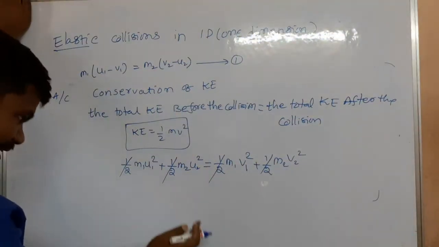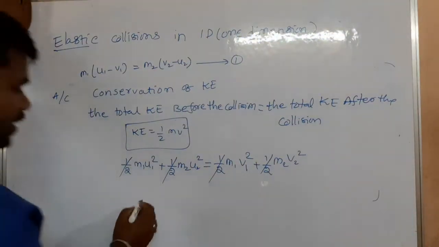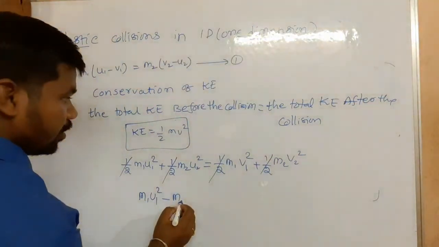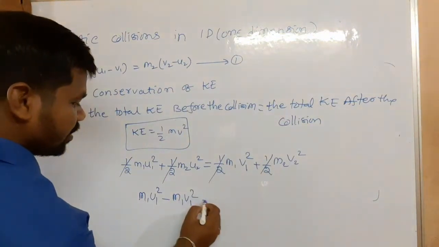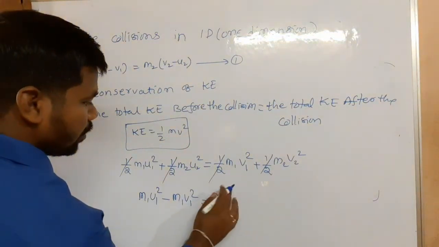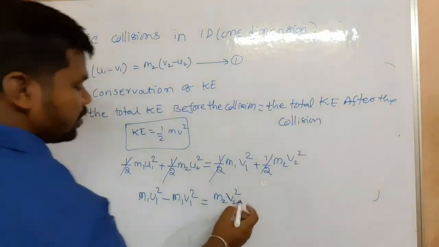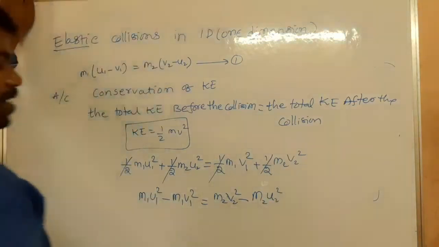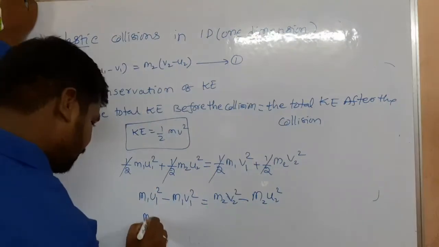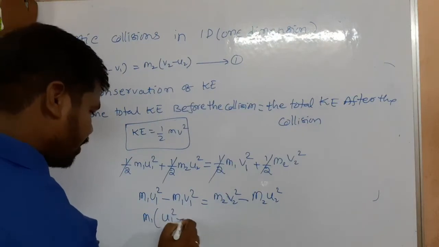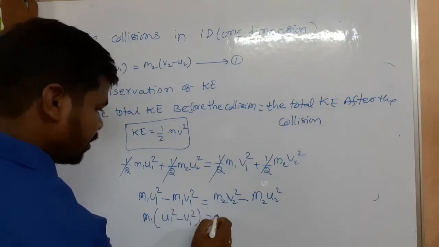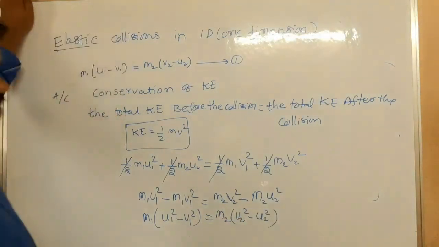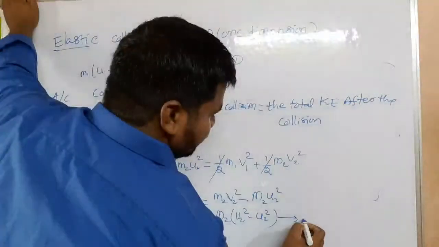We write all m1 terms on the left side and all m2 terms on the right side: m1 u1 square minus m1 v1 square equals m2 v2 square minus m2 u2 square. Taking m1 and m2 common, m1 (u1 square minus v1 square) equals m2 (v2 square minus u2 square). This is equation 2.